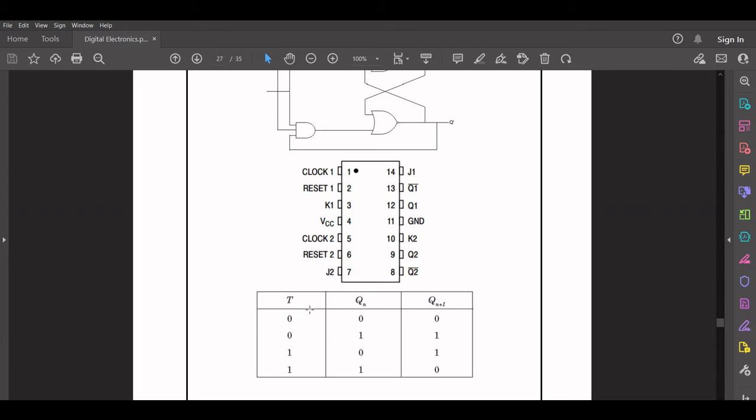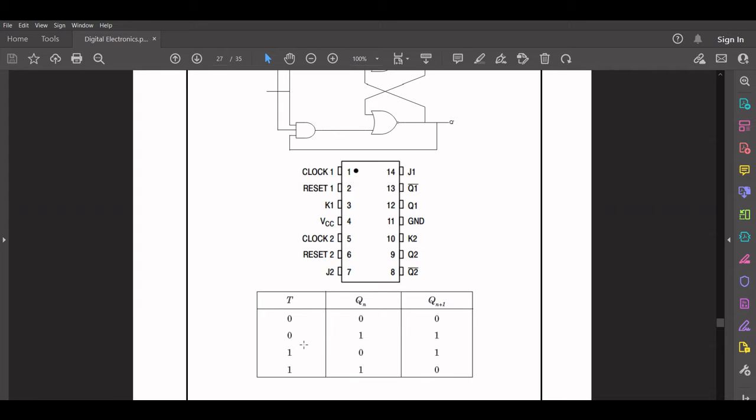If T is 0, then the output of the flip-flop will be equal to the previous state. So if T is 0 and the previous state was also 0, the output we'll get is 0. But if T was 0 and the previous output was 1, then the output should be 1. And if we set T equal to 1, then the output will start toggling between 0 and 1.